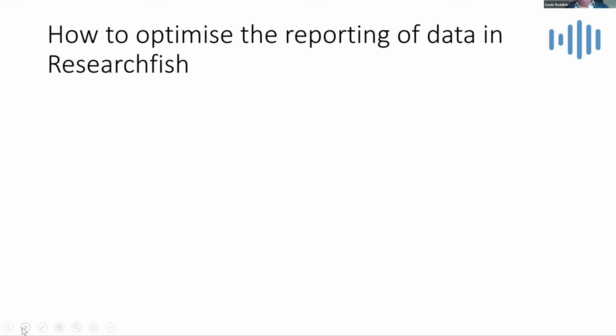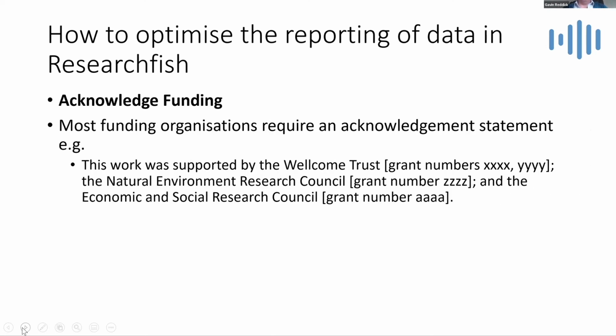In addition to the pull from ORCID, really the biggest thing is the acknowledgement of funding information. So most organizations require an acknowledgement statement to be introduced with published works, particularly publications. And it should take the form of something like this. So this work was supported by the Wellcome Trust, and then grant numbers 1, 2, and the next funder grant number, and the next funder grant number.